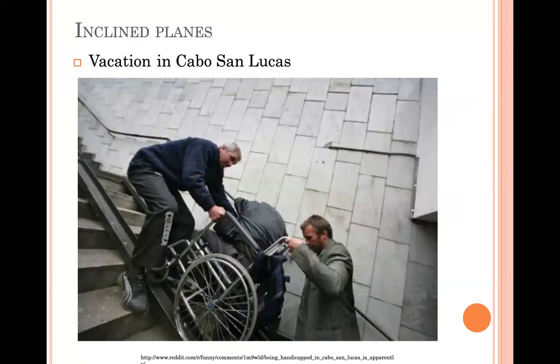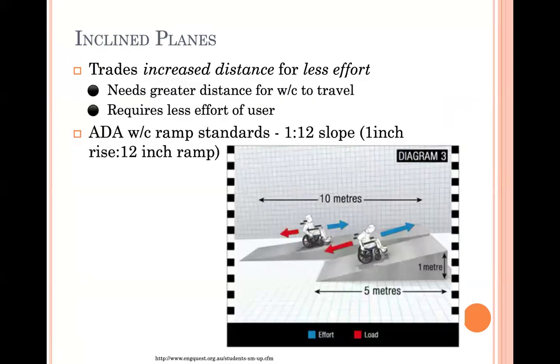So we have inclined planes. This looks like fun, right? Looks like a lot of work. So with inclined planes, we're trading an increased distance for less effort. So we need a greater distance for wheelchair to travel, which will require less effort of a user.